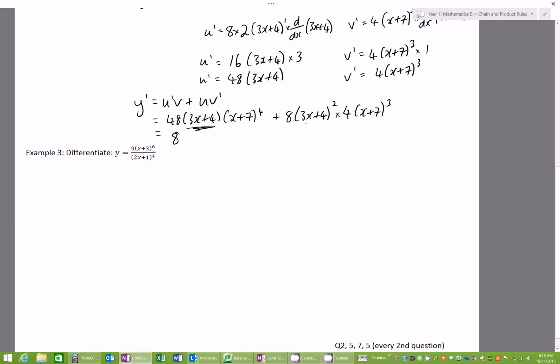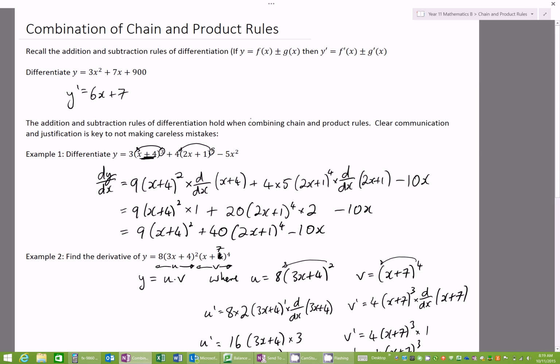I'll look at the 3x plus 4s. I've got 1 here and a squared there. So I'm going to take out the common factor of 3x plus 4. And I'll also look at the x plus 7s. I've got cubed and I've got to the power 4. The lowest power is cubed. So I'll have x plus 7 cubed as my common factors between those two terms.